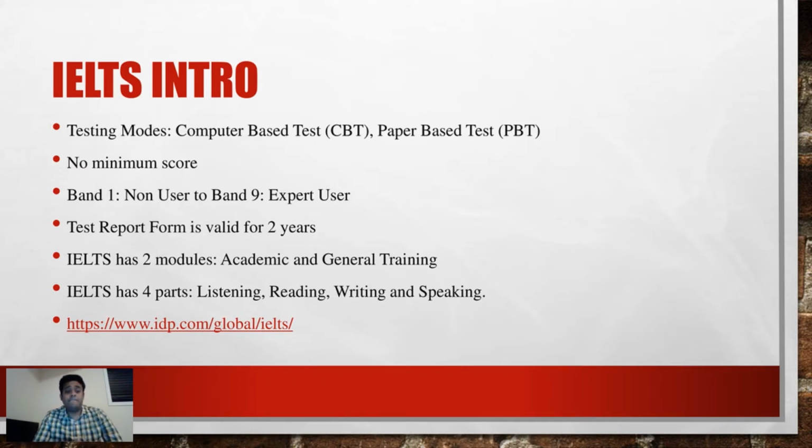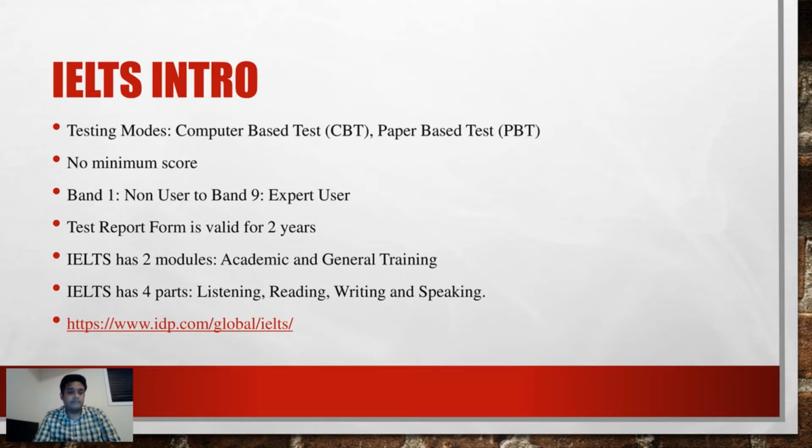And the scoring in IELTS is based on something called band scores. These band scores test your proficiency as to how much English you know. Band 1 would be for a non-user of English who does not know English at all. Moving on to 2, 3, 4, the proficiency increases as you go up. And band 9 is for an expert user who knows how to structure sentences in English and present English in a proper fashion.